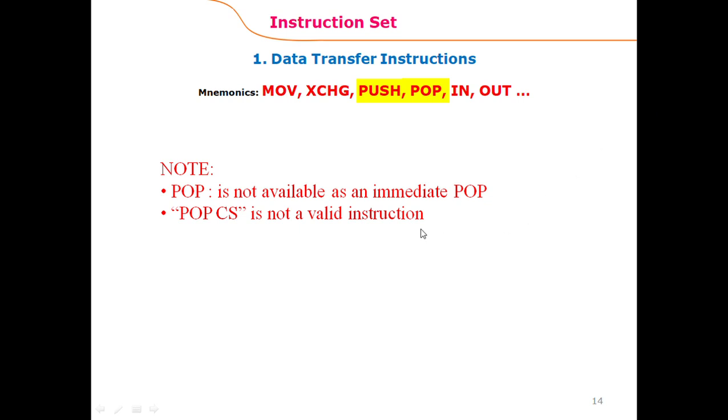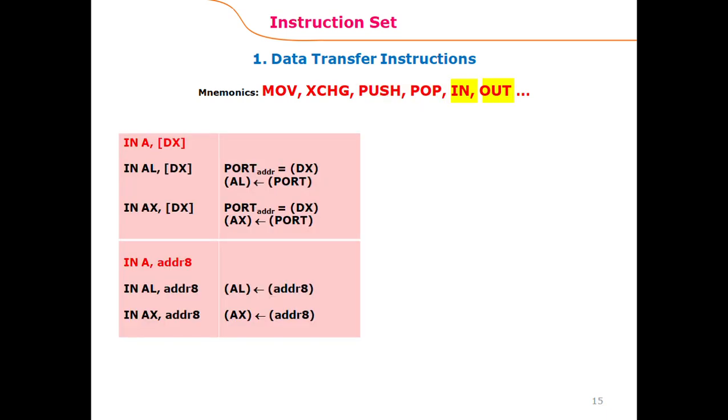Remember that pop is not available as an immediate pop. There is no pop followed by an immediate operand. For the pop, there must be a register or memory as the operand, as the source of the data. Similarly, POP CS is not a valid instruction. You cannot pop from the top of stack to the code segment. Otherwise, it would change the flow of the program, and this is not allowed, and this is not a valid instruction.